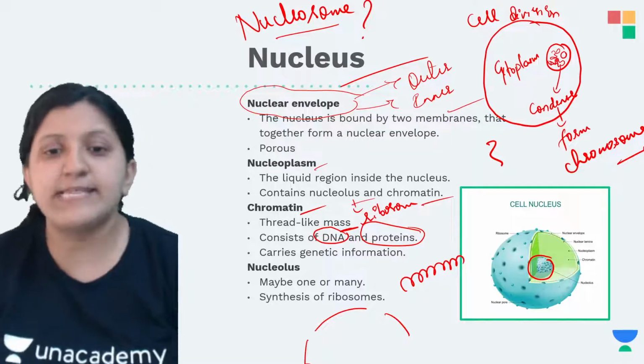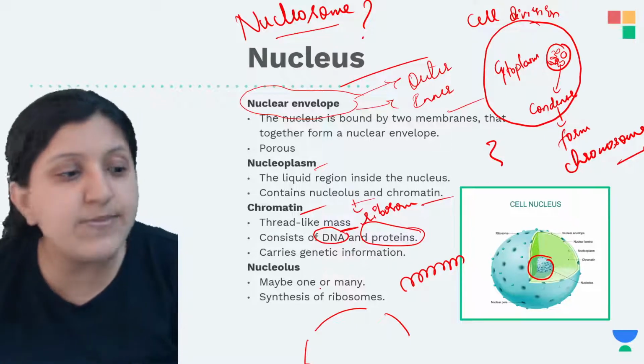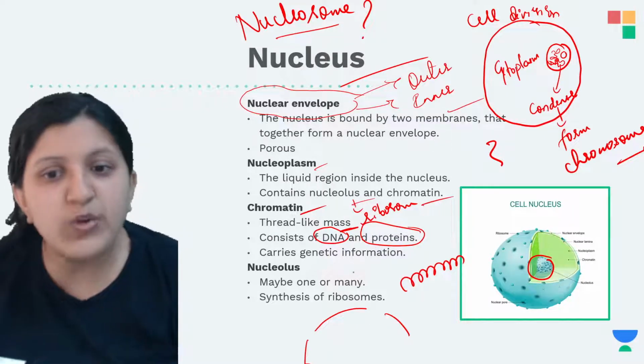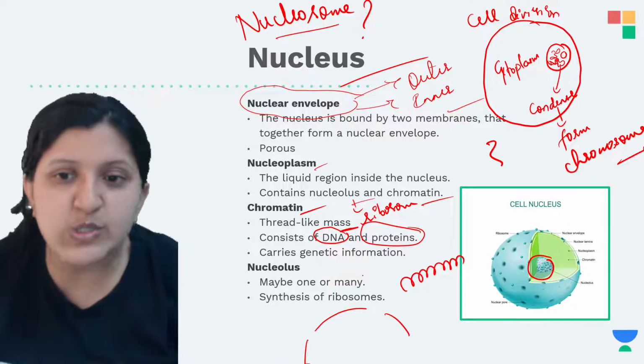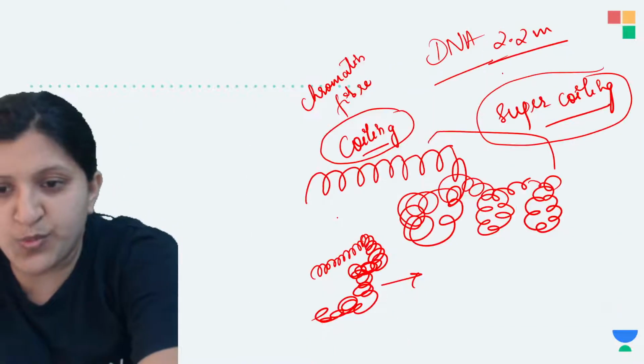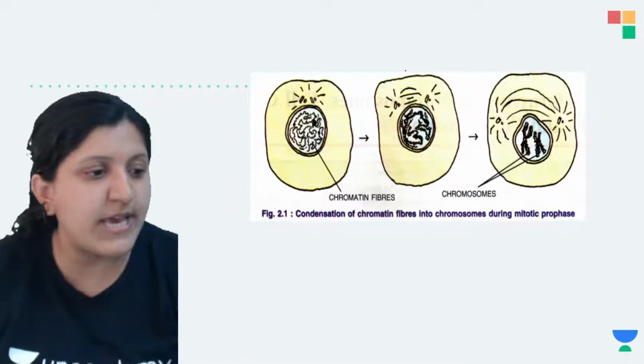Okay, anyway, so now nucleolus. We can find one nucleolus or many. And the main function of nucleolus is to synthesize a ribosome. Okay, so let's see this one. So now this particular cell which is there.